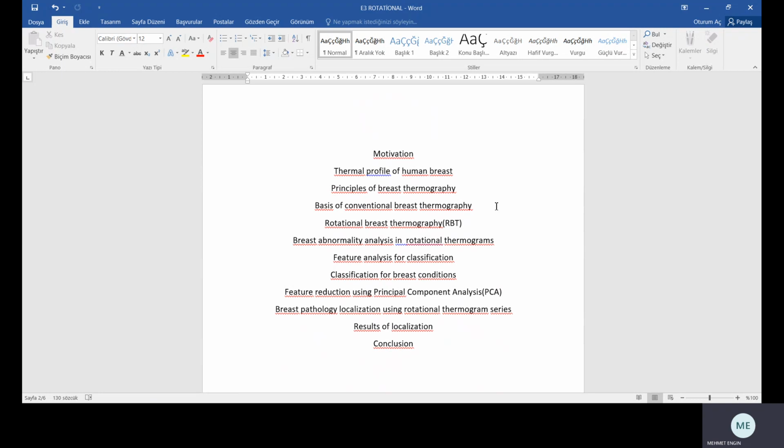An elevation of local surface temperature due to underlying pathology is considered one of the earliest indications of an underlying cancer. Such regions are represented as hotspots in the conventional thermogram. Detection of these hotspots from a conventional breast thermogram is quite challenging, mainly due to incomplete image acquisition. A novel technique called rotational thermography has been developed to address this problem.